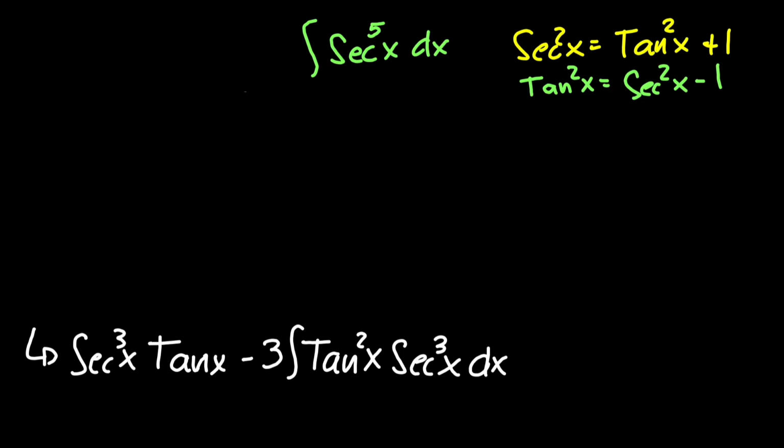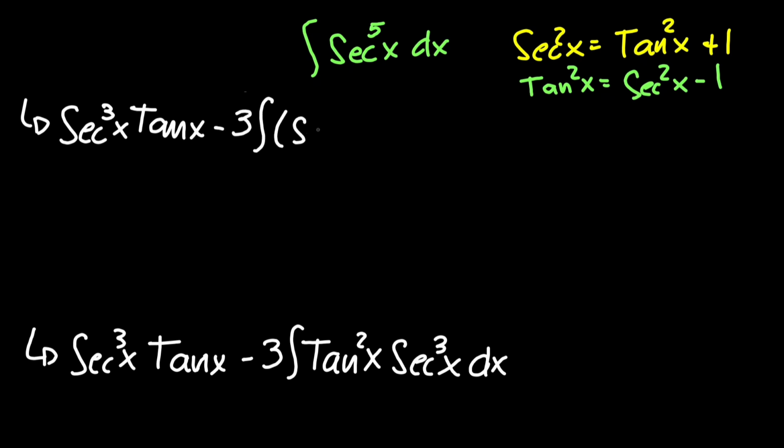Now, the next step would be to transform tangent squared x into its identity. So tangent squared x is secant squared x minus 1, multiplied by secant cube x dx. Distribute secant cube of x in the parentheses.